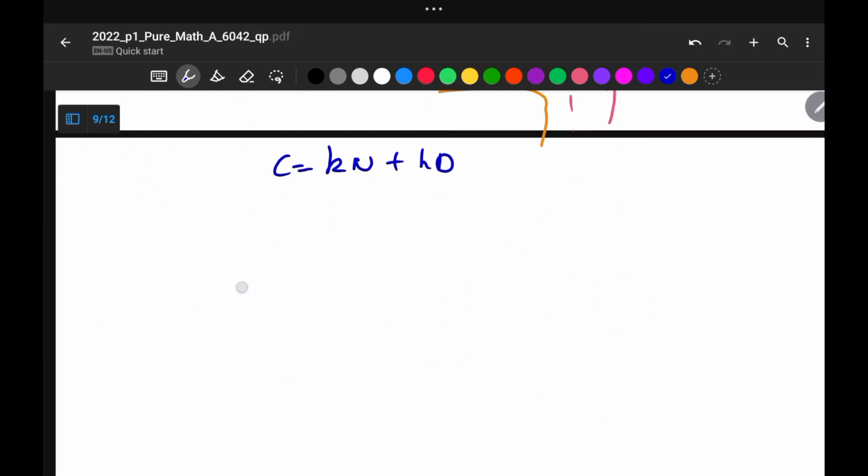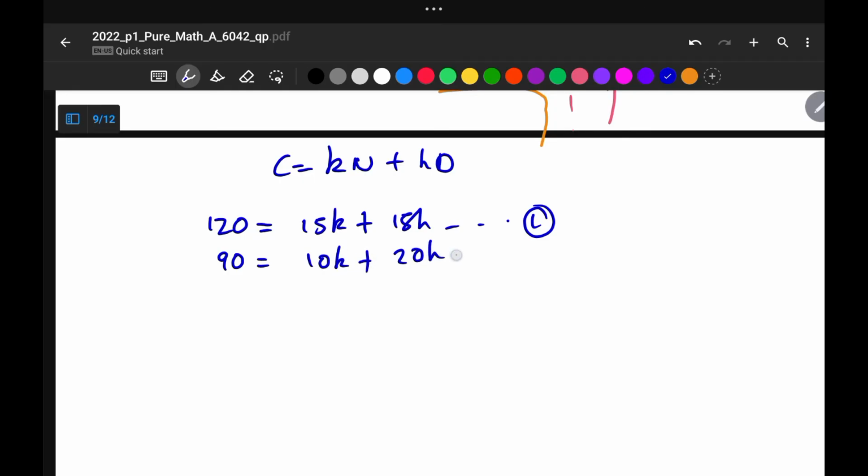So we can now say it is 120. So our total daily takings is 120 when we have sold 15 chickens, so it is 15K, plus 15 dozens of eggs, so it is 15H, and this becomes our first equation. And we are also told that our total daily takings is $90 when we have sold 10 chickens, so it is 10K, and 20 dozens of eggs, so it is 20H, and this becomes our second equation.